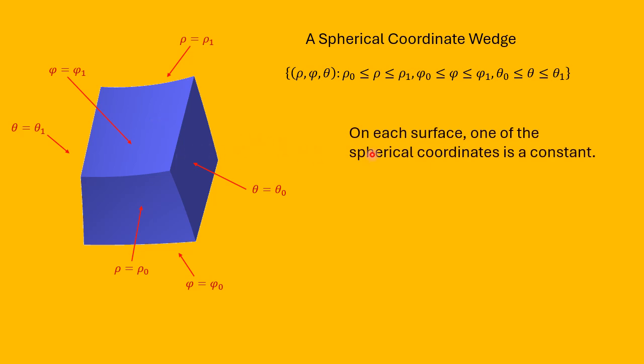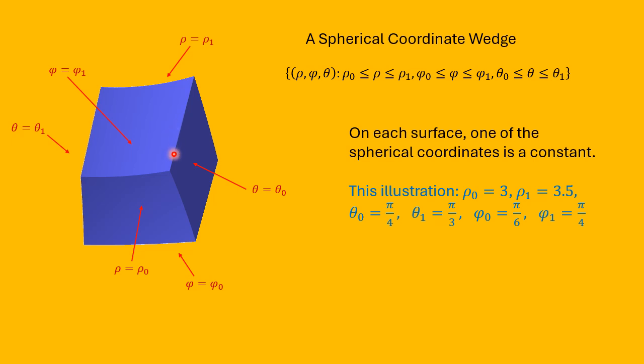On each of these surfaces, we see one of the spherical coordinates is a constant. On this surface, theta is a constant, the number theta naught. On this surface here, all of the points satisfy rho equals rho naught, and so forth. In this particular illustration, this figure was generated using SageMath, and the values of rho naught, rho sub 1, and so forth were these. Rho naught was 3, rho sub 1 was 3.5, theta naught was pi over 4, theta sub 1 was pi over 3, phi naught was pi over 6, and phi sub 1 was pi over 4.